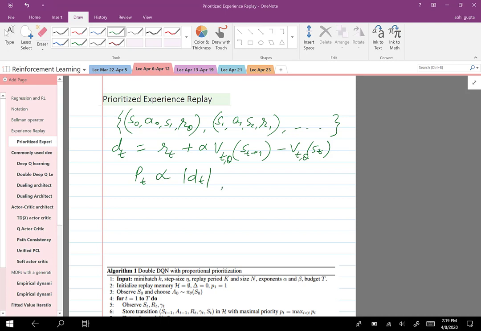And not only that, when you are doing the update, you want to weigh them with respect to W_T, which is directly proportional to P_T. Maybe I should write it as D_T raised to alpha and P_T raised to beta, or P_T raised to minus beta. Where alpha is 0.5, beta is 0.6 to 0.7.